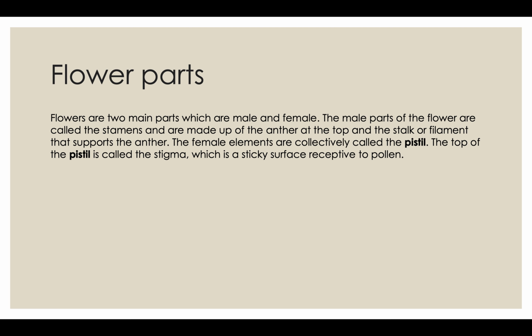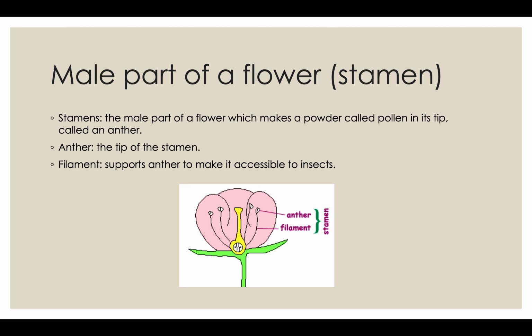So the flower has two main parts, like I mentioned, which are male and female. The male parts of the flower are called the stamen, and are made up of the anther at the top and the stalk, or the filament, that supports the anther. The female elements are collectively called the pistil. The top of the pistil is called the stigma, which is the sticky surface receptive to pollen.